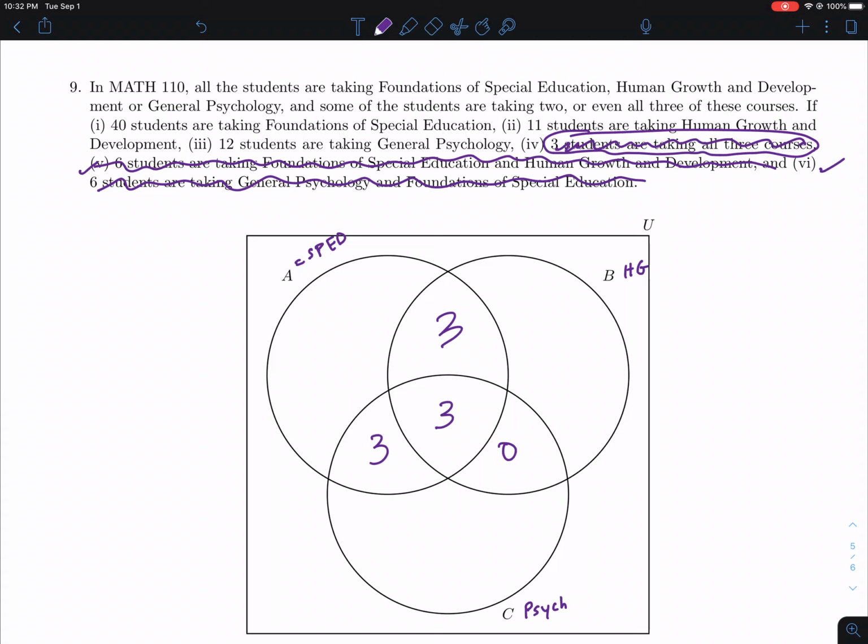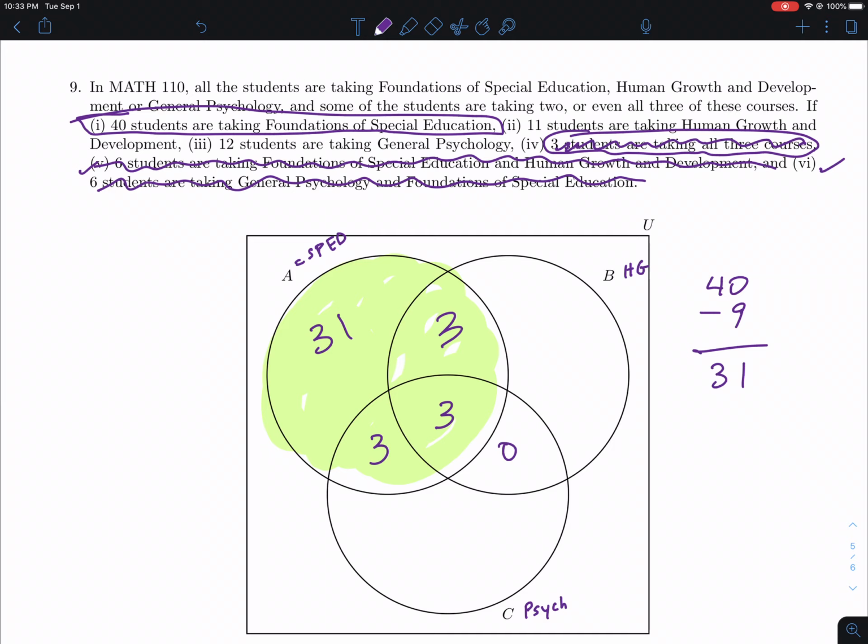So now we can start filling in the bigger circles. So again, you can do these in any order, it doesn't matter. So I'm just going to start with number 1. So we know we've got 40 students that are taking Foundations of Special Ed, but again, just like before, that means that everybody in this circle adds up to 40. So the idea is I've already got 3, 6, 9 that are in here. So now I need to subtract 9 from 40. And so that tells me that I've got 31 that are just taking special ed alone.